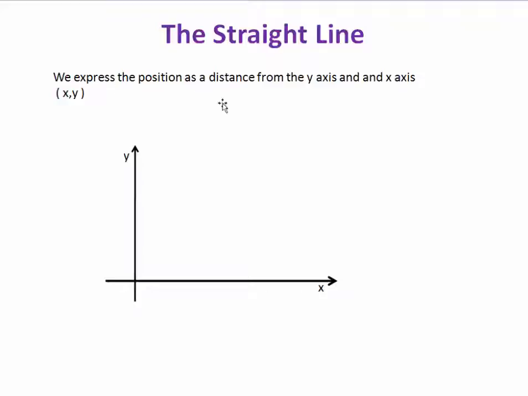We express the position of a point as a distance from the y-axis and the x-axis, and we write the x first and then the y second in brackets. So for example, if we had this point and it's 2 along the x-axis, that's 2 units away from the y-axis, and it's 4 along the y-axis, positive direction, that's 4 units away from the x-axis, then we write the position of this point as x, y as (2, 4) in brackets.